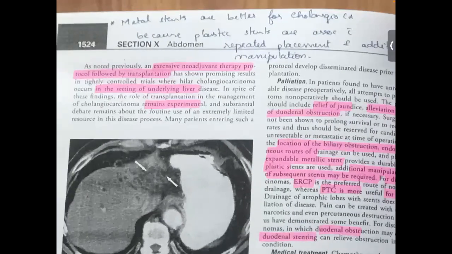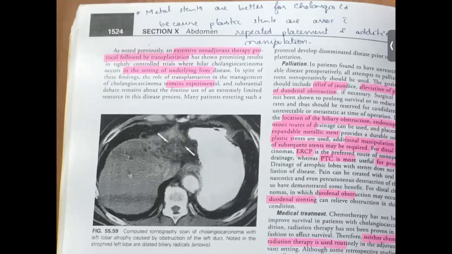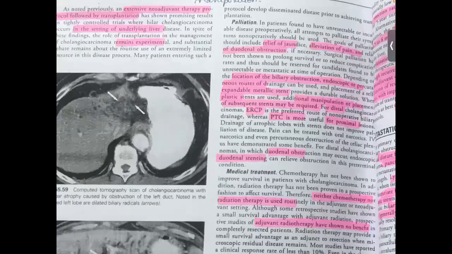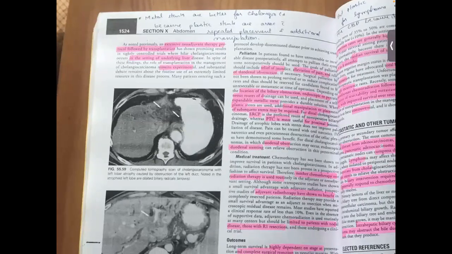So next is neoadjuvant. Previously noted, extensive neoadjuvant therapy protocol followed by transplantation in the setting of underlying disease. They have tried neoadjuvant chemotherapy and transplant for cholangiocarcinoma, but this is still experimental because in most cases they have got recurrence. So it is only under trial for transplant for cholangiocarcinoma.